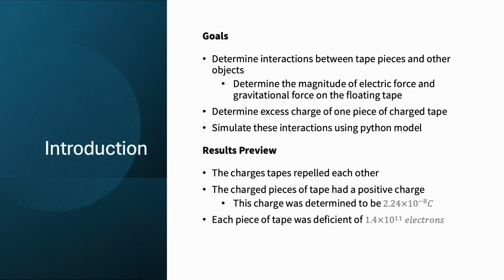And so previews for some of the results is that the charged tapes tended to repel each other, and the charged piece of tape ended up having a positive charge that was 2.24 times 10 to the negative 8 coulomb, and that each piece of tape was deficient of 1.4 times 10 to the 11 electrons.